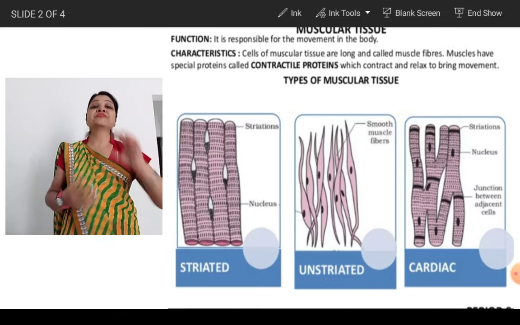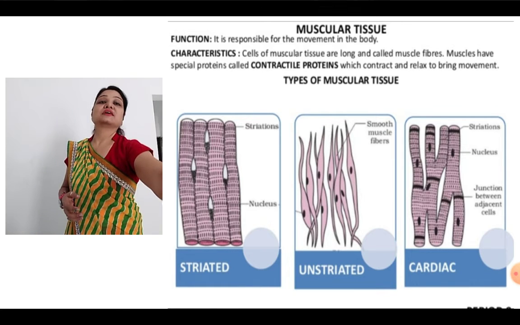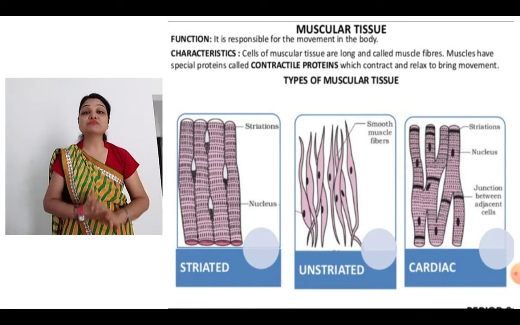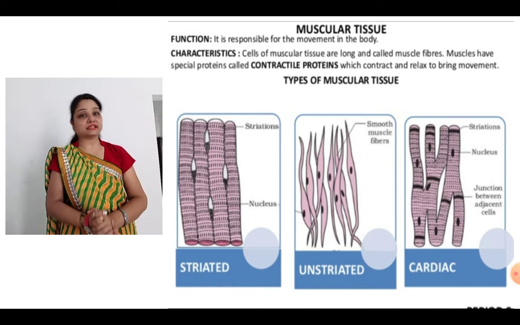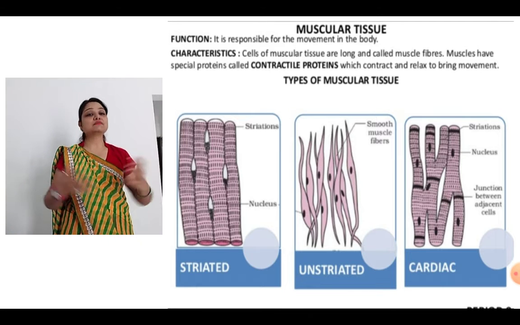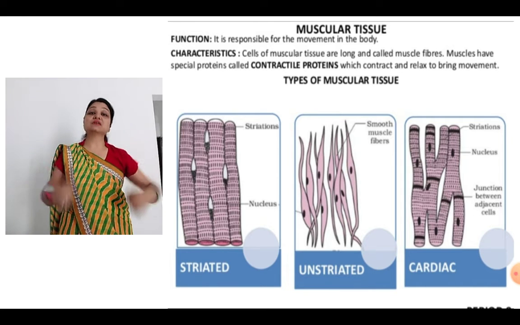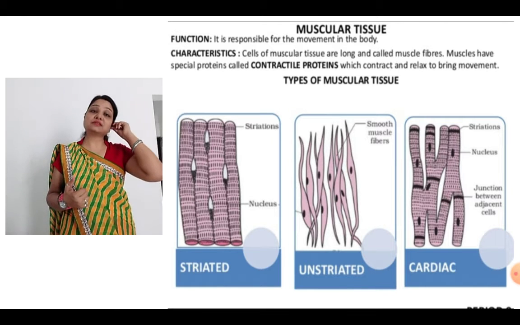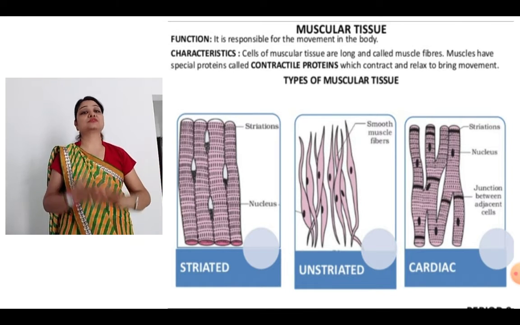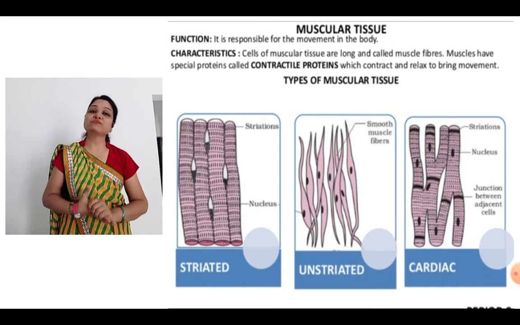So, here we go. Muscular tissue is responsible for the movement of the body. You know this very well, right? The muscles and the bones. Bones give the support and muscles are responsible for the movement. So the main function of this tissue is that it gives movement to the body.